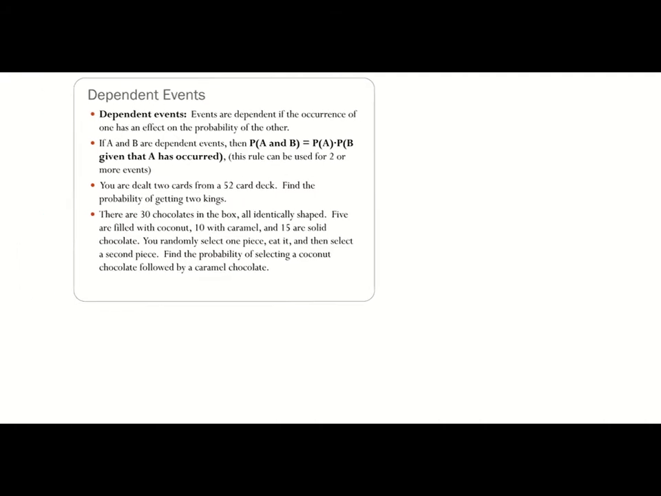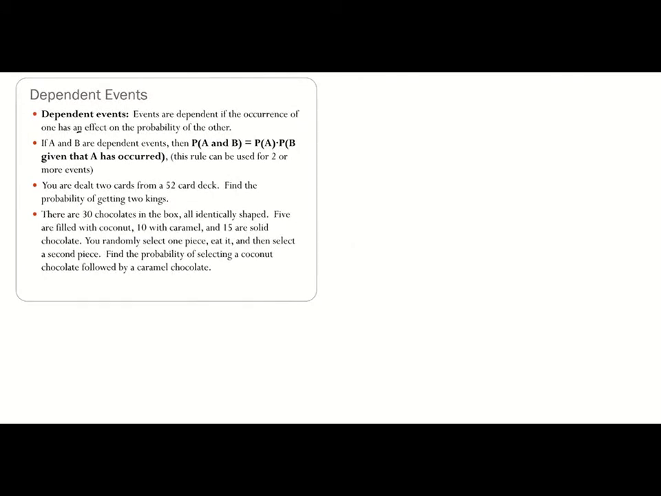All right, so here we're looking at dependent events. Events are dependent upon each other if the occurrence of one has an effect on the probability of the other. Here, with dependent events, you're still going to multiply, but you're going to do the probability of A times the probability of B given that A has occurred. So we're always going to assume that A happens. And you can use this rule for 2 or more events.